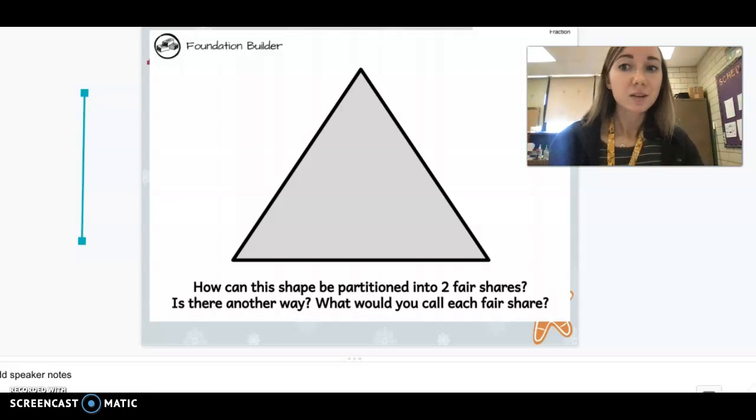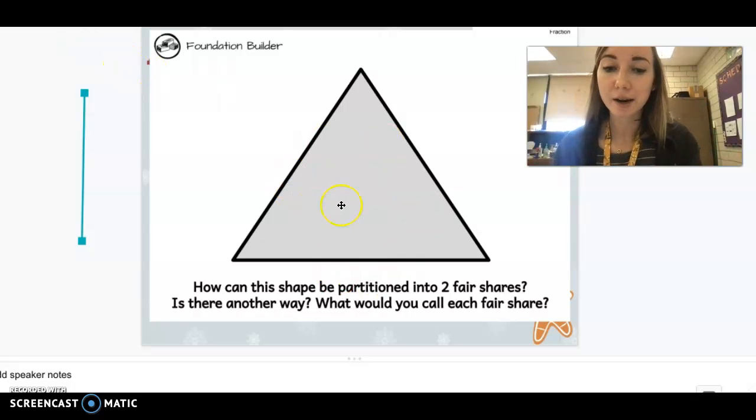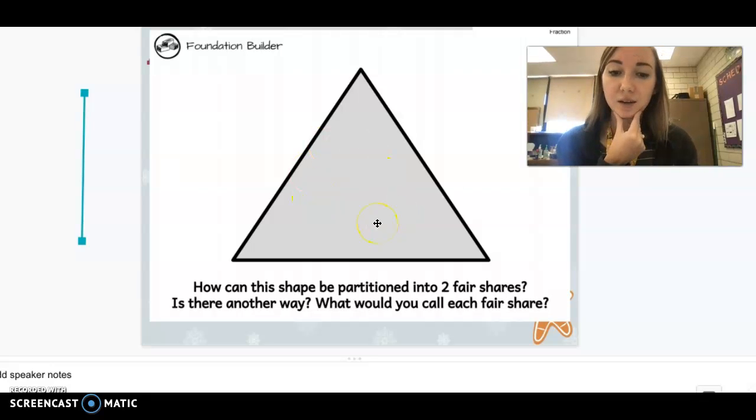All right, second grade, so now we are going to practice creating some partitions. Partitioning is what we're practicing, and we are going to be creating fractions while partitioning. So we're going to see this shape right here. And what's the name of this shape, everyone? This is a triangle.